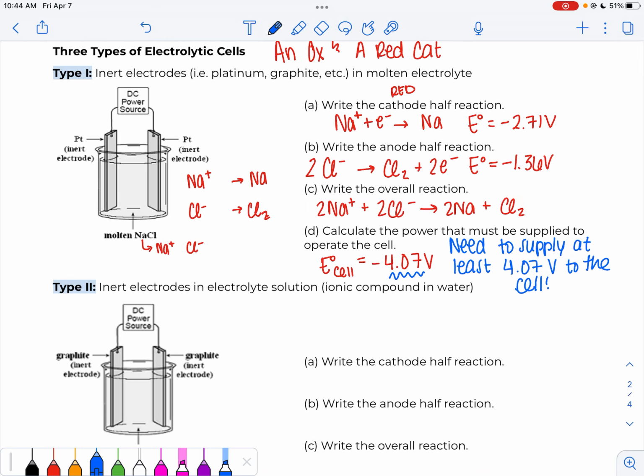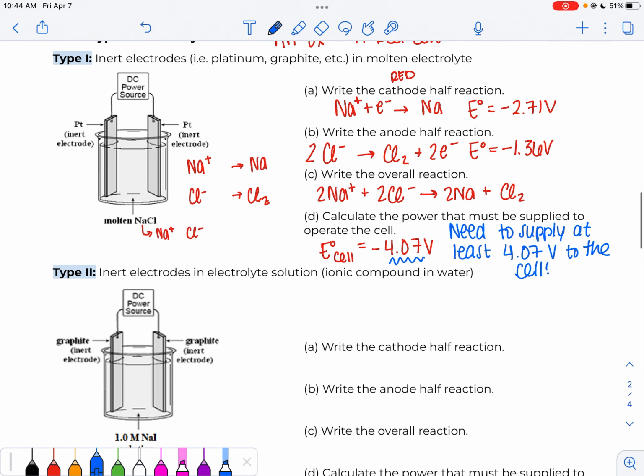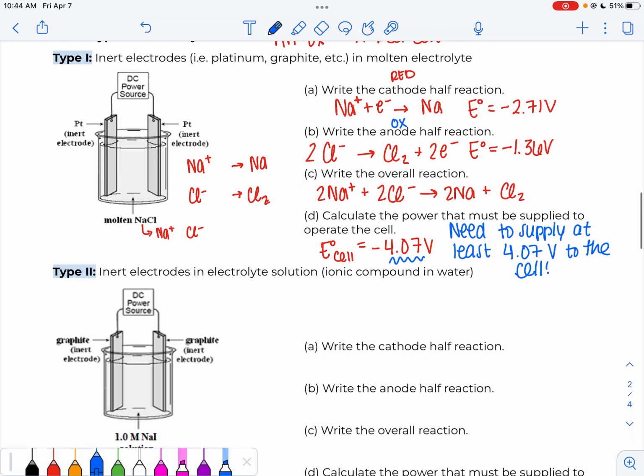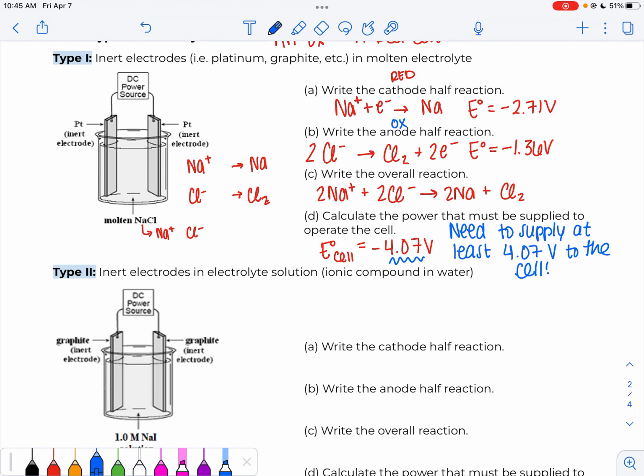You've just got inert electrodes, the only thing that could possibly be oxidized or reduced here is the stuff from that molten electrolyte. Type one. Oh, I'm so sorry, I kept using the word solution. I did not mean to use the word solution there. It's just molten electrolyte. The only thing in there is liquid ionic solid.